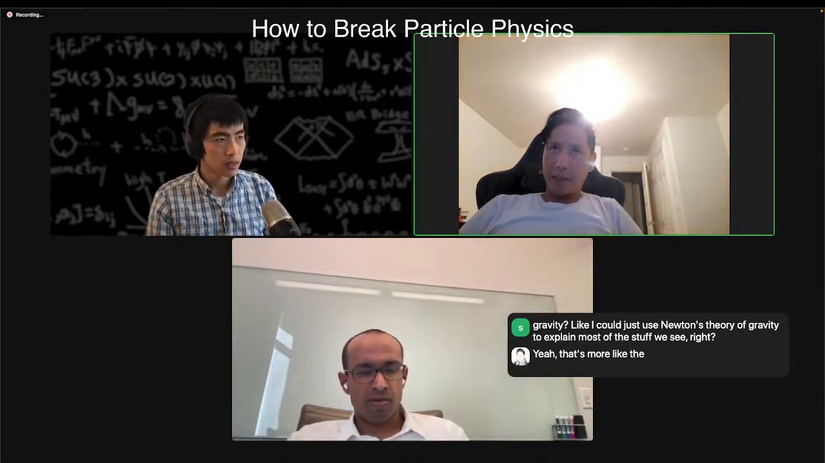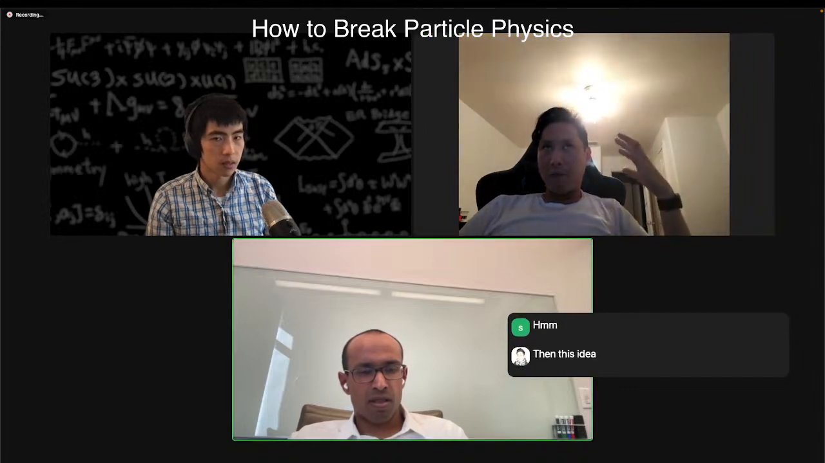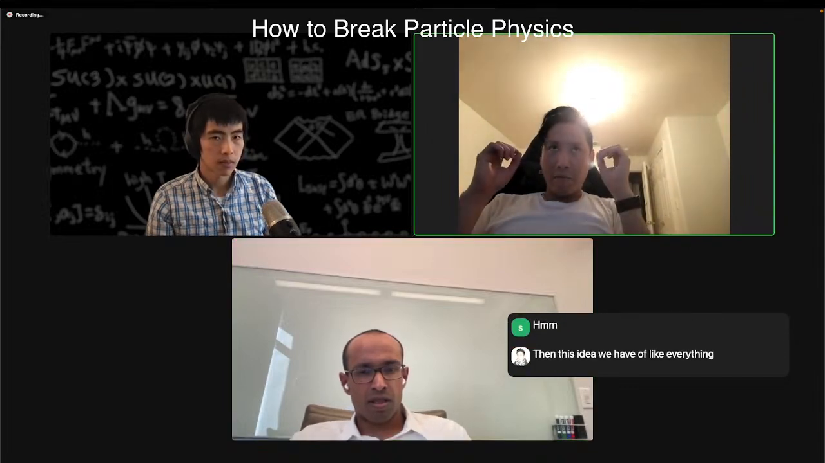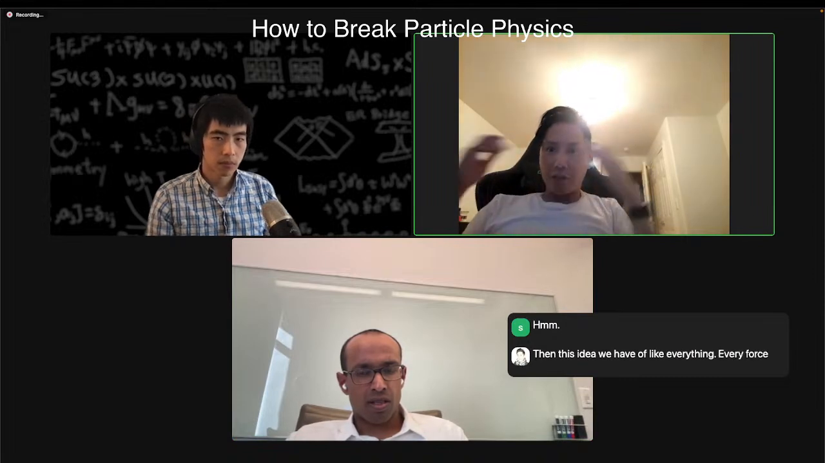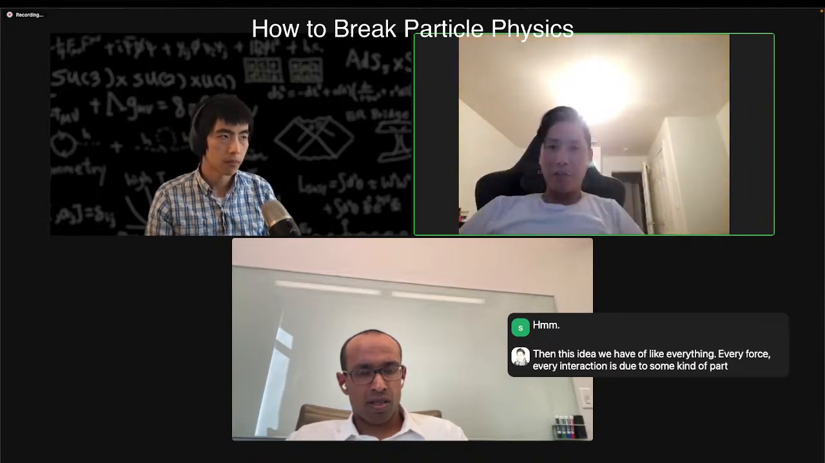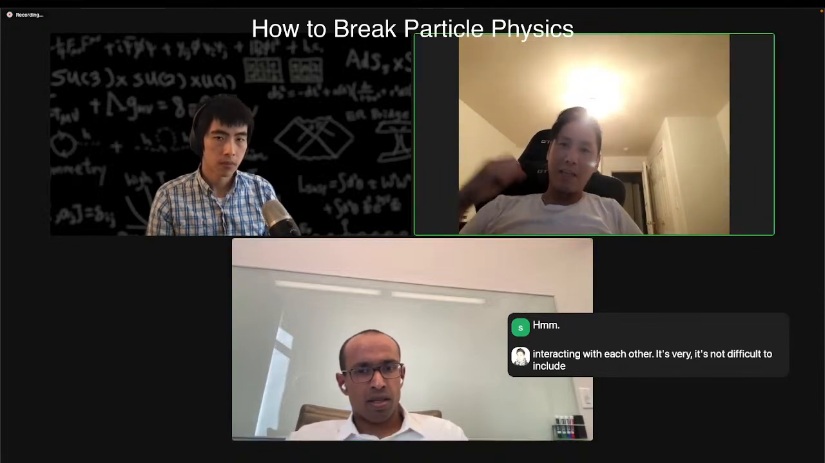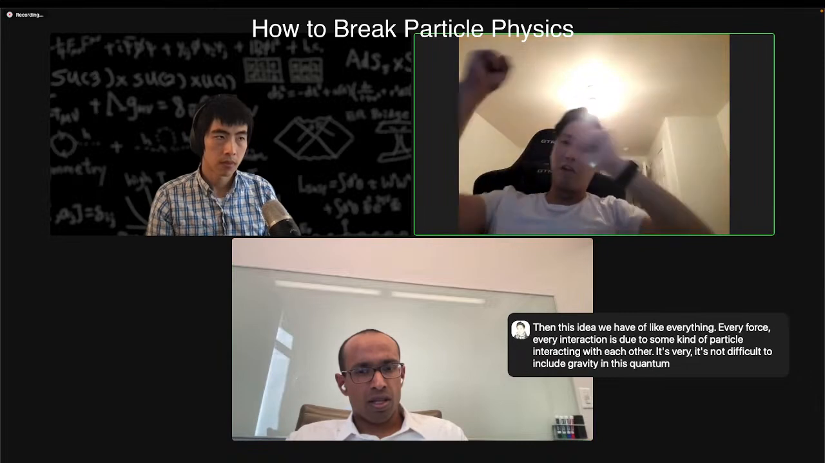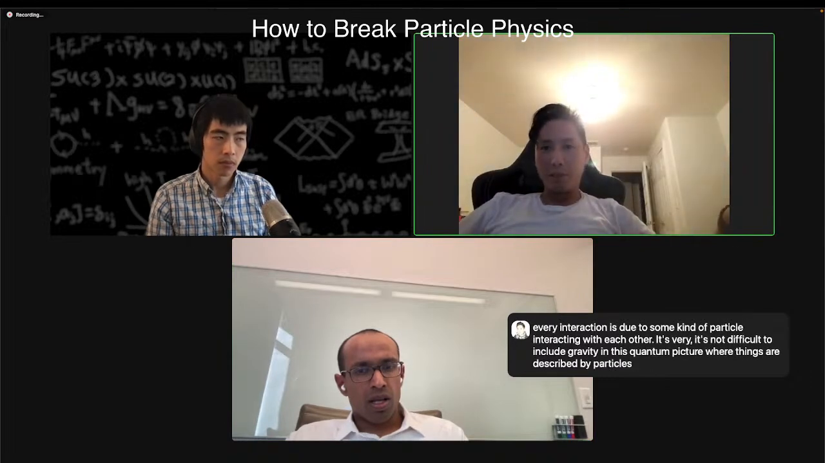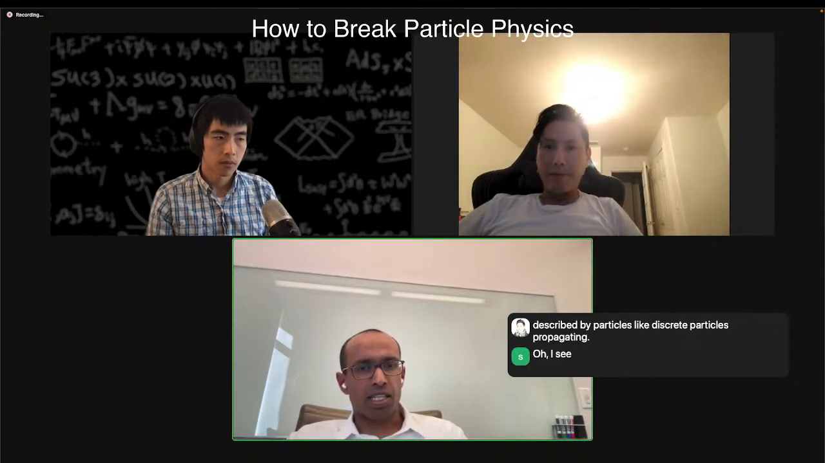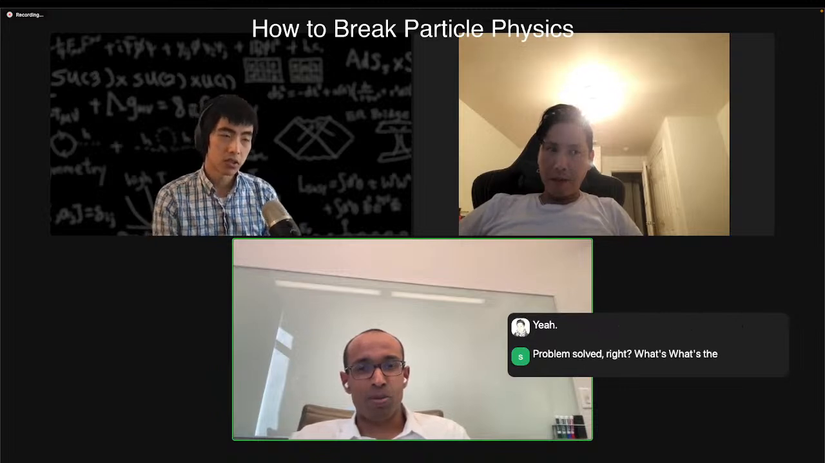But I think what Tim's saying is that we have this idea that every force, every interaction is due to some kind of particle interacting with each other. It's not difficult to include gravity in this quantum picture where things are described by discrete particles propagating. Oh, I see. Yeah, that makes sense. So then where exactly is the difficulty? If I can just put it in, problem solved, right? What's the hard part about this?